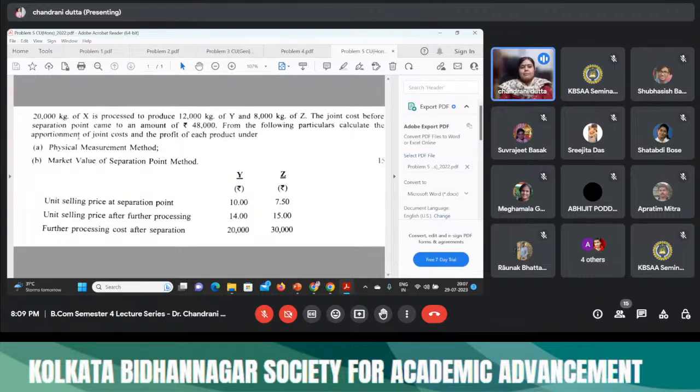The physical measurement method I've already discussed, so I'm not going into that. Now, at home, when you solve this, do both, okay? Physical measurement method means the joint cost of 48,000 will be distributed based on the weight, based on the yield that I'm getting. So 12,000 kg is to 8,000 kg. The joint cost will be distributed in that ratio under the physical measurement method.